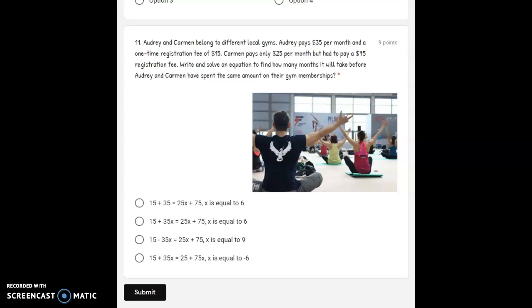Your answer choices are 15 plus 35 equals 25x plus 75, where x is equal to 6. 15 plus 35x equals 25x plus 75, where x is equal to 6. 15 minus 35x equals 25x plus 75, where x is equal to 9. And 15 plus 35x equals 25 plus 75x, where x is equal to -6.